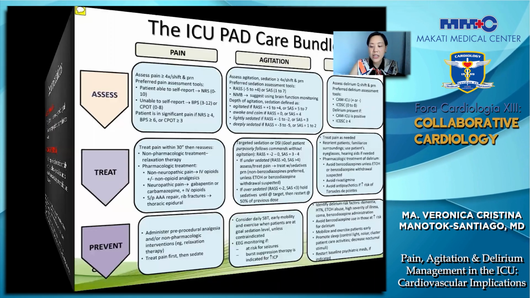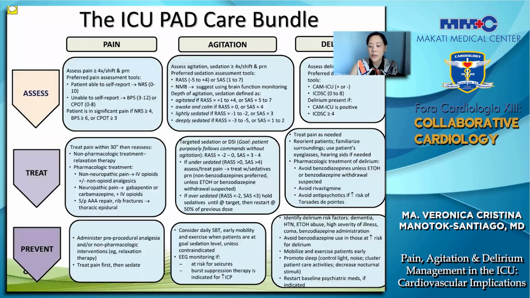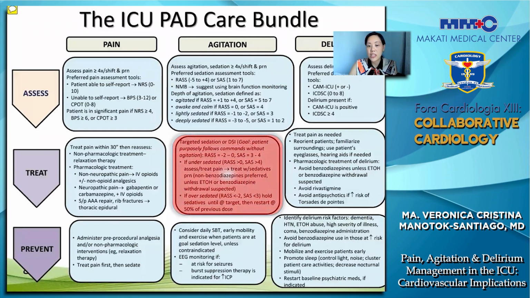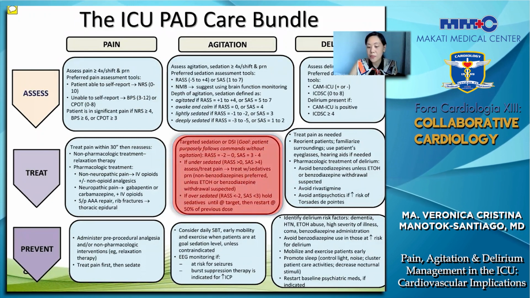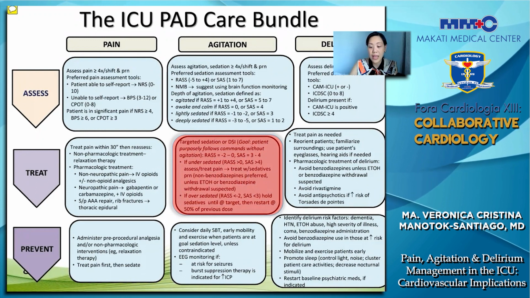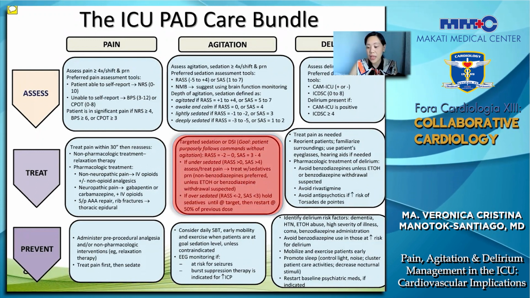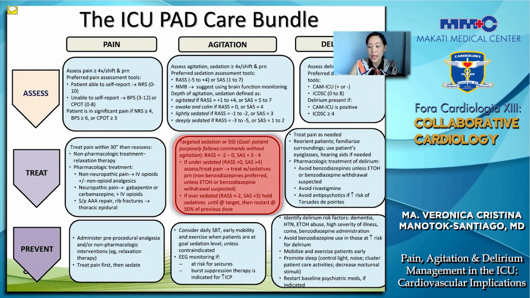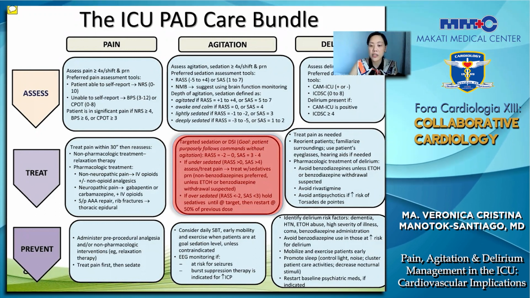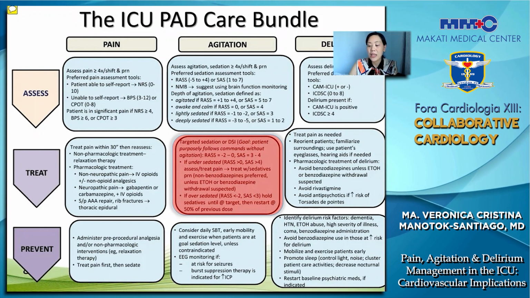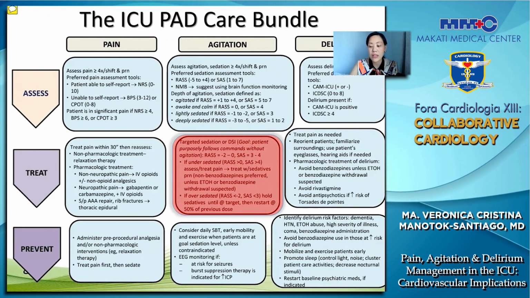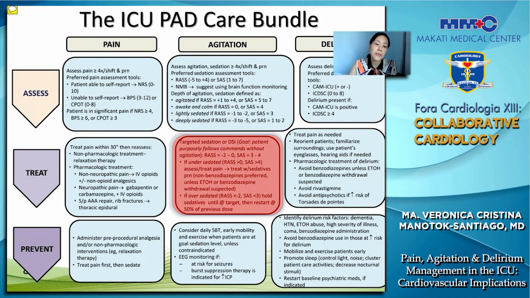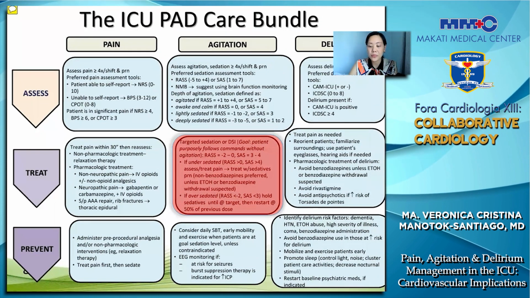So as you can see here in the ICU PAD care bundle, it recommends maintaining patients at class 0 to -2. If the patient is under-sedated, we assess what is causing the agitation. So we rule out pain, we rule out delirium. And if there is presence of either pain or delirium, we treat it accordingly. If the patient is over-sedated, on the other hand, we hold the sedatives or do a sedation holiday until the patient wakes up and then resume at 50% of the previous dose.